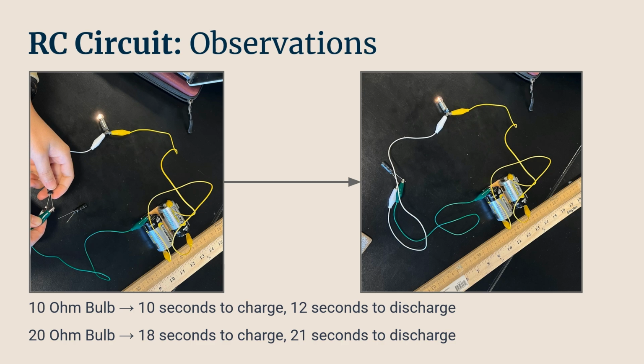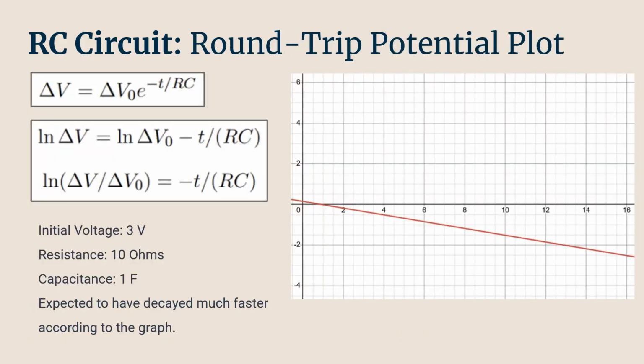The same setup was done with the 20 ohm bulb, where we found it took 18 seconds to charge and 21 seconds to discharge. With the higher resistance, the charge and discharge time is longer compared to the low resistance. Using the equations from the lab documents, we can create a round-trip potential plot for the 10 ohm bulb.